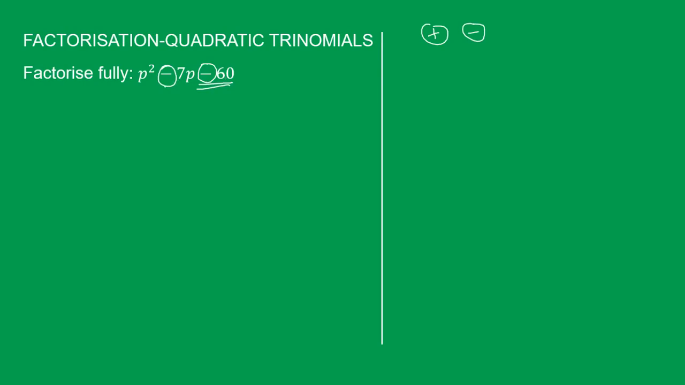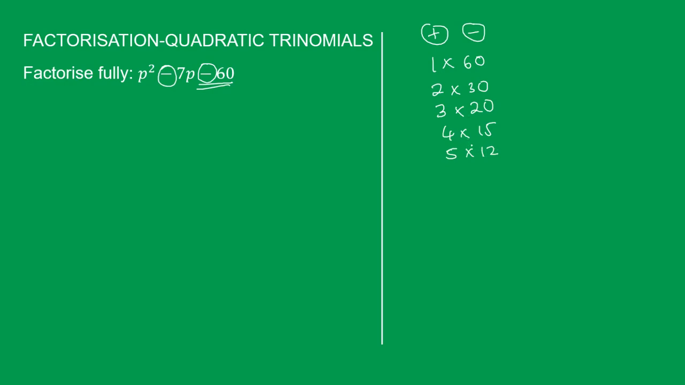The bigger factor is negative. We have a combination of 1 times 60, 2 times 30, 3 times 20 to get 60. Okay, all these combinations cannot give us 7. Then 4 times 15. Then 5 times 12. I think these two can give us a 7 somehow.